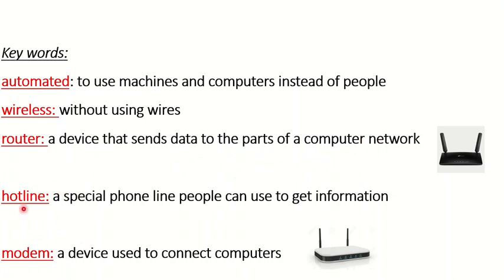The next word is hotline. It's a special phone line people can use to get information. Each bank, for example, or each company has a number that you can call if you have a complaint, or if you want to ask about certain information. This is what we call hotline. Even the Ministry of Education has its hotline number. You can call the number if you have a complaint or anything to talk about.